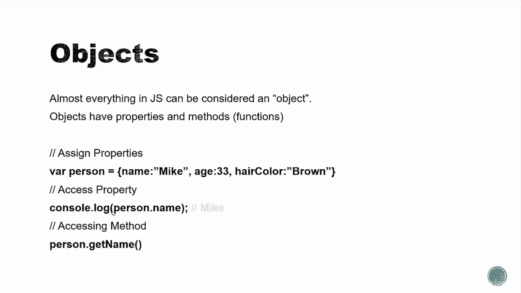To access a property, we can simply say person.name, and that'll access this property here. And of course we could do person.age or person.haircolor in this case. And then if there's a method attached to an object, you can also use the dot syntax here. So this would call the getName method on the person object.